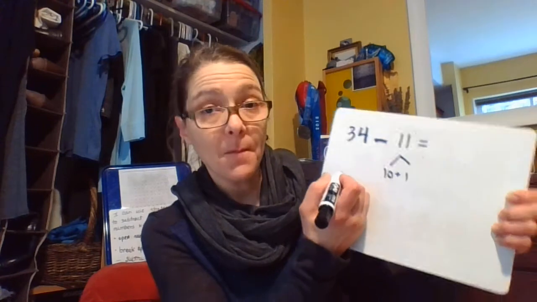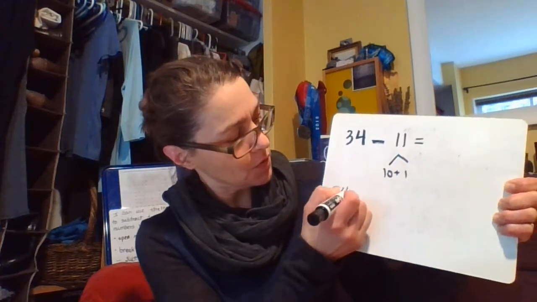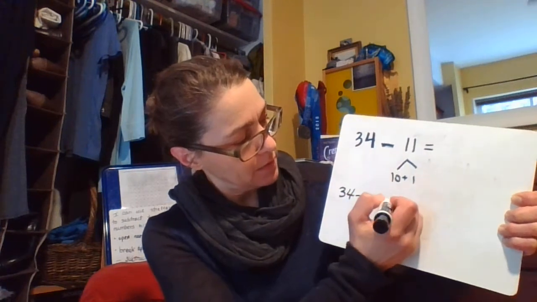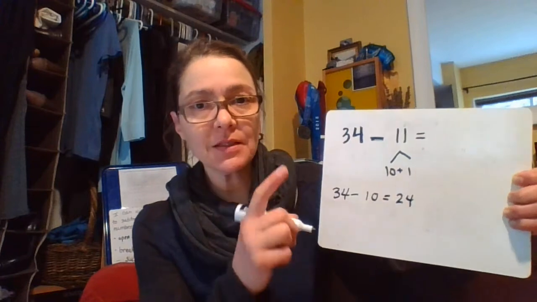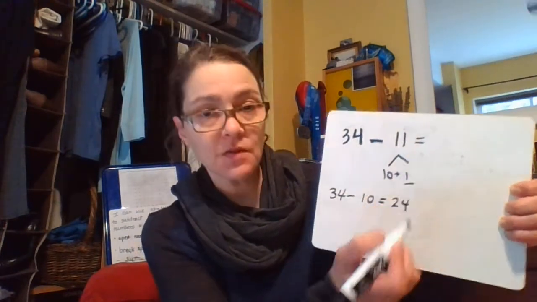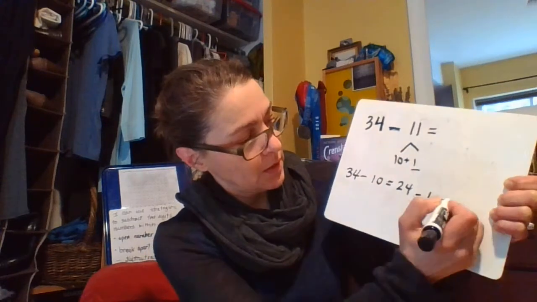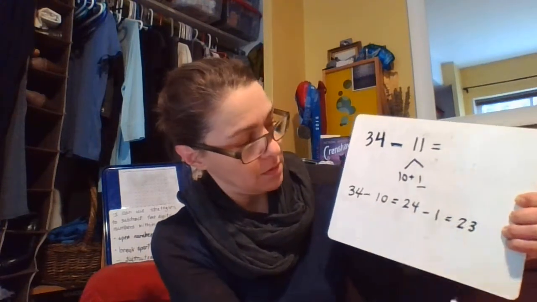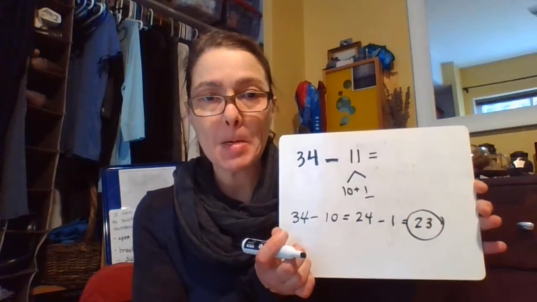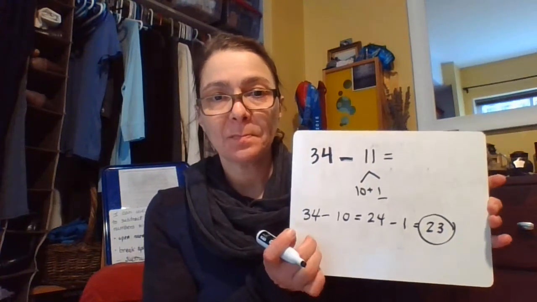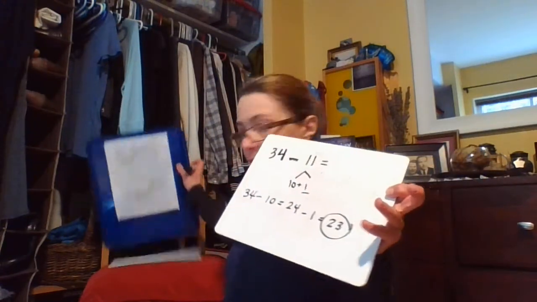So then you're going to do your second step and you're going to minus it in pieces. So 34 minus 10 equals 24. But you're not done yet because you still have to minus the ones. And so you continue and you minus the ones. And then you get 23 as your difference, your answer.